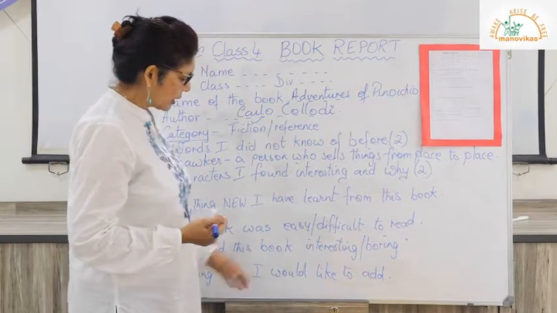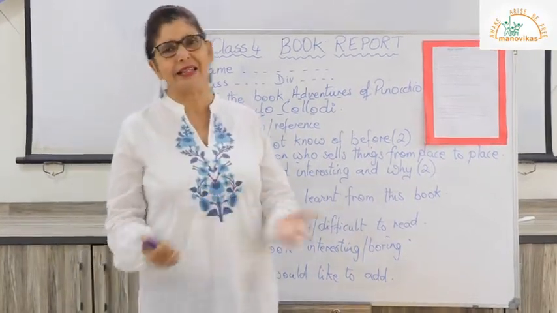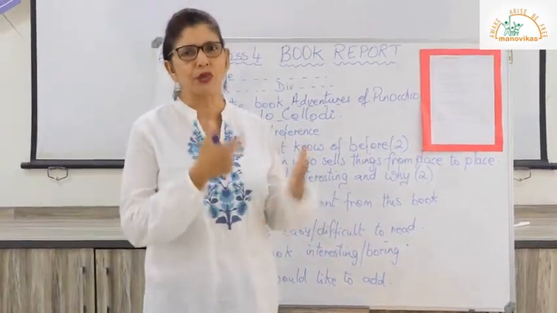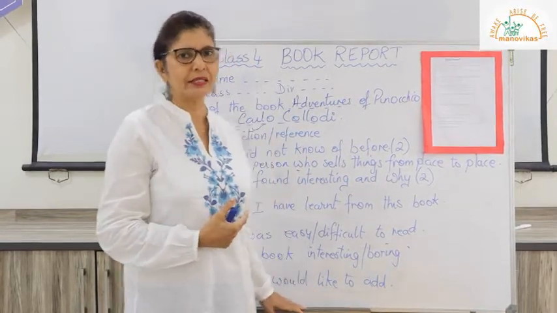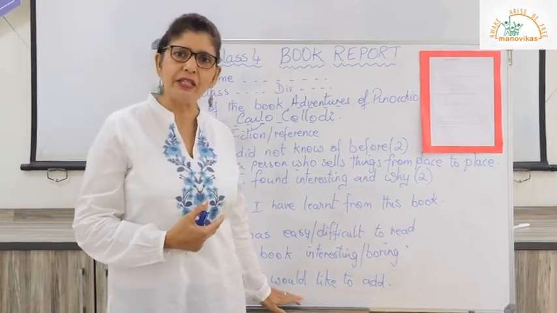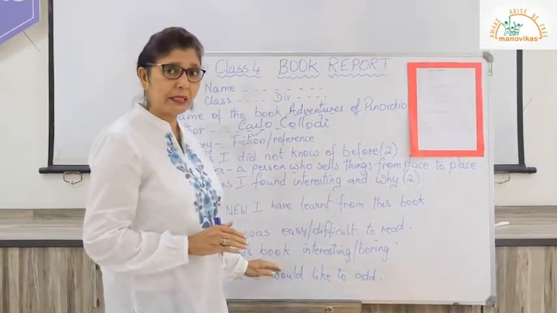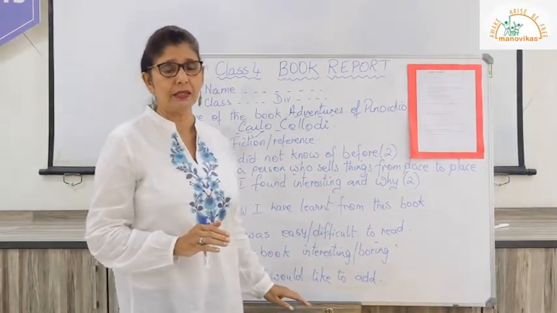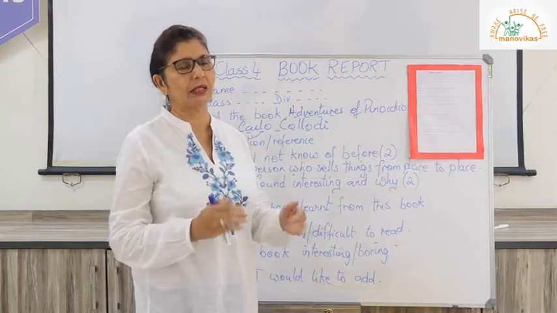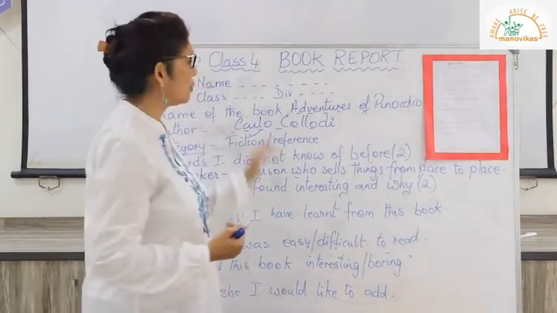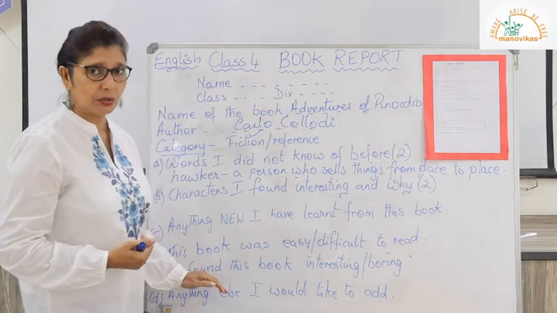And then last, you can write anything I would like to add. Anything that you would like to add about the book, you can write it down. If you don't have anything to add, you can leave that. But all the other steps you have to complete. The last one is optional. If you find something interesting that you want to add, you can add. But otherwise, all this you have to write.